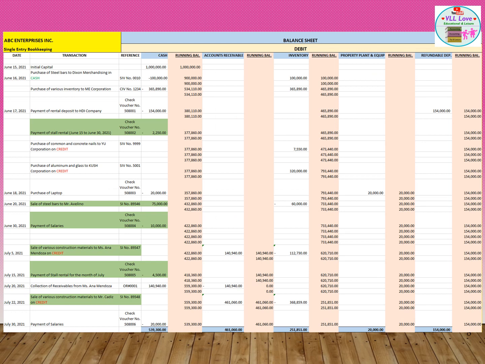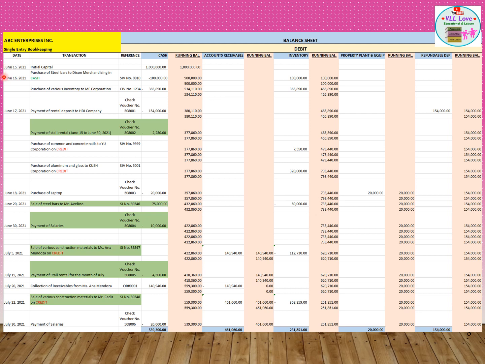I am using the same transactions as discussed in the previous slide, and this is an illustration of single entry bookkeeping wherein each account has a running balance and it will begin with the previous balance. Post every transaction to each affected account. As you can see, you can also prepare the balance sheet in this kind of format.